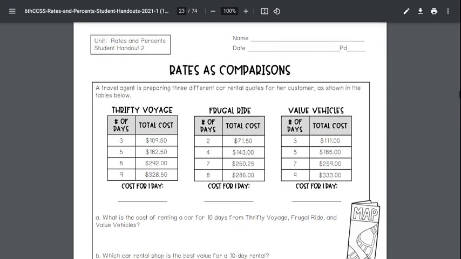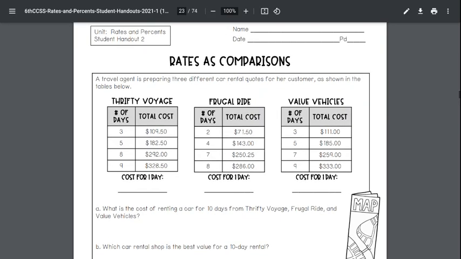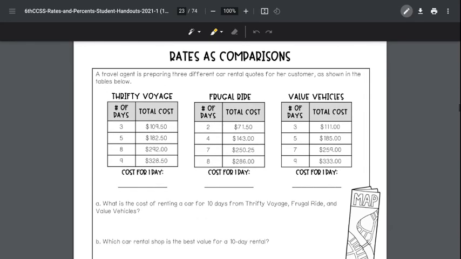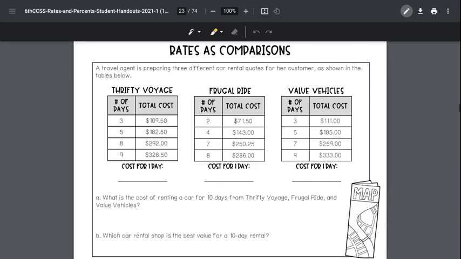All right, this is going over the rates as comparison notes. So I'm just going to go through each of the examples and get you all caught up on today's lesson. A travel agent is preparing 3 different car rental quotes for her customer as shown in the tables below.